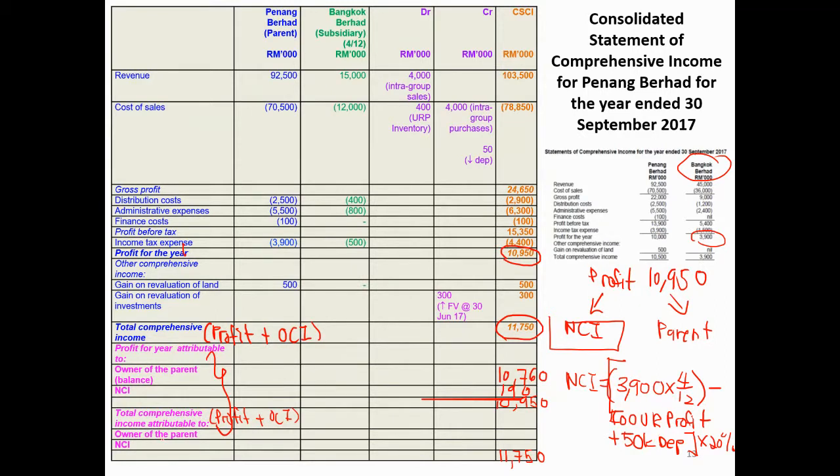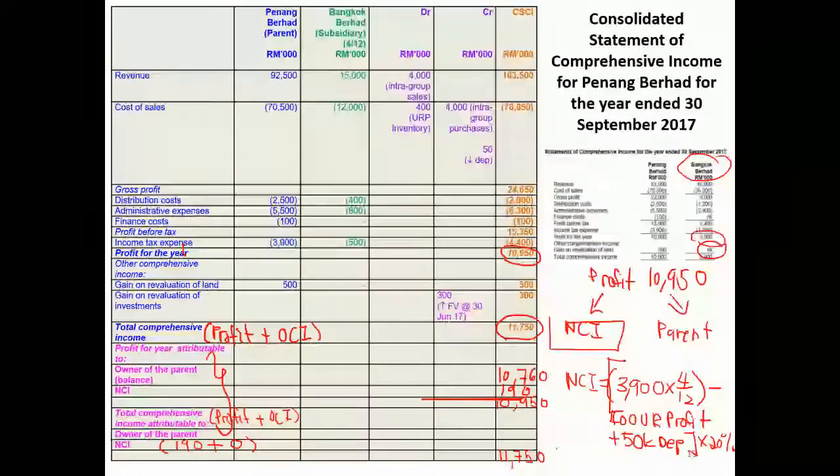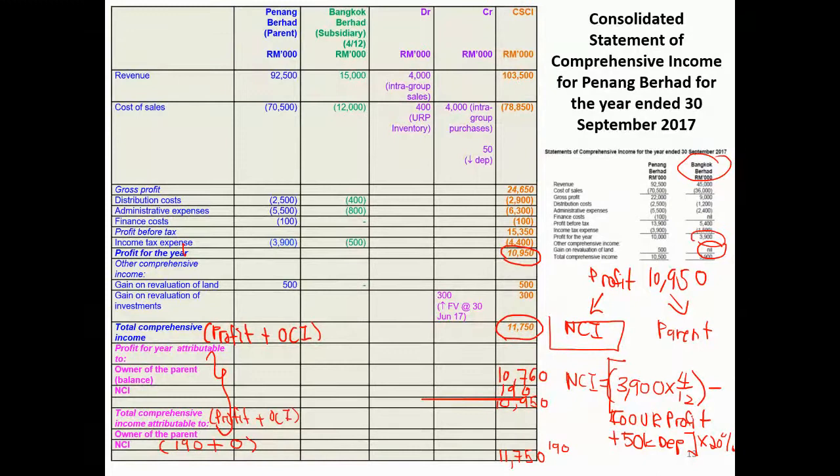So what I usually advise students is take the profit that you have calculated, 190, plus OCI, which you refer to the subsidiary's OCI. Bangkok doesn't have any other comprehensive income, zero. So very good, it makes your life easier. 190 plus zero. So your NCI, I write outside because I can't write on the screen there, is 190, and then the remaining portion is for your parent. It's 11,560. Okay. So you just fill up.